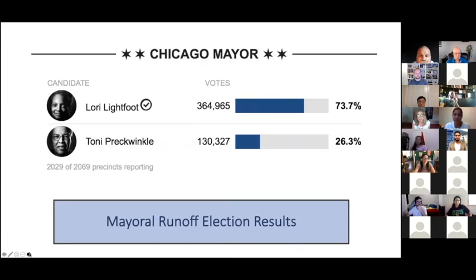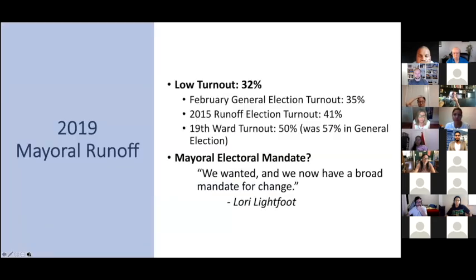Ultimately, in the end, Lori Lightfoot ended up winning every single ward in the city of Chicago. She won with 73, 74% of the vote in the runoff election. Turnout was relatively low, only 32%. You were talking about a ward election only having 30% turnout. That's not unusual in local elections.